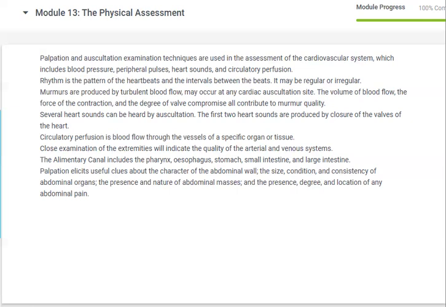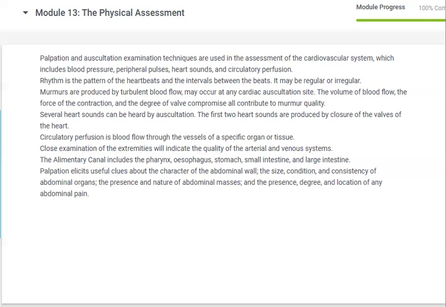Circulatory perfusion is blood flow through the vessels of a specific organ or tissue. Close examination of the extremities will indicate the quality of the arterial and venous systems. The alimentary canal includes the pharynx, esophagus, stomach, small intestine, and large intestine.